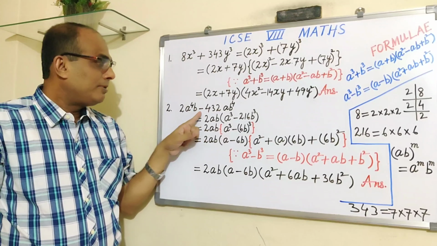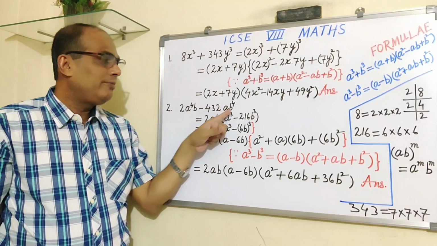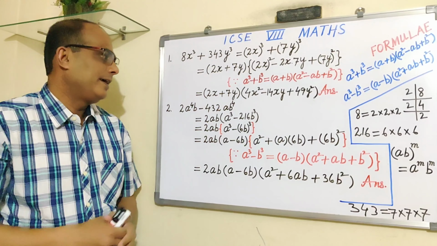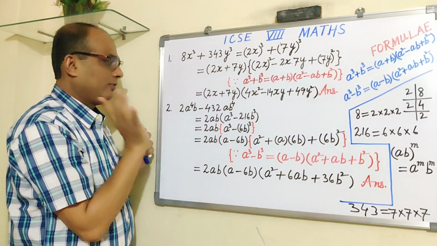Okay. Now the second question is: 2a raised to the power 4 b minus 432 a b raised to the power 4. The question is, you factorize this. Okay. You have to factorize this. Okay. Now what are we doing?